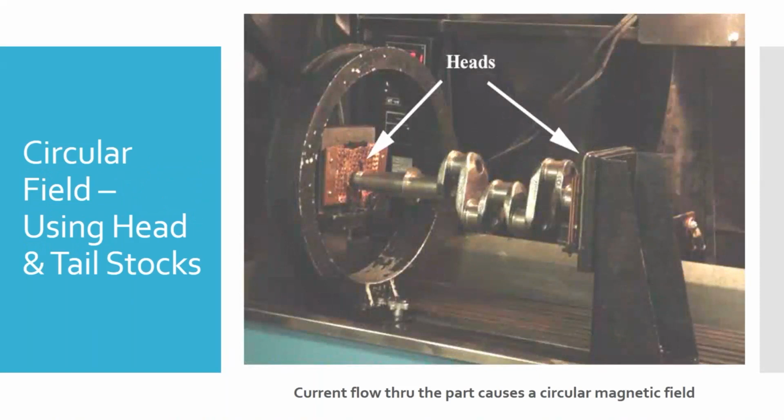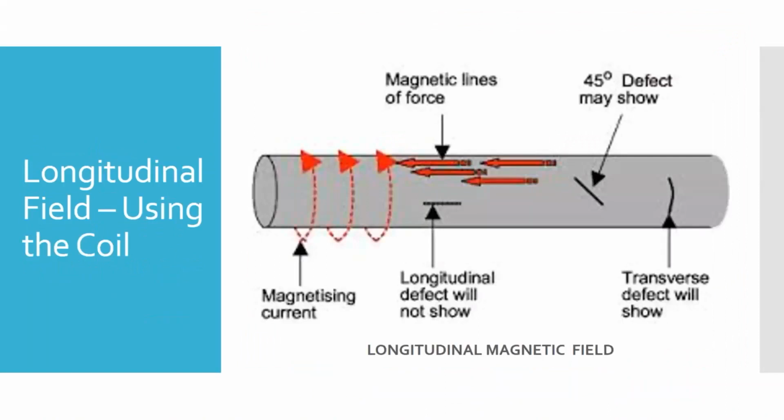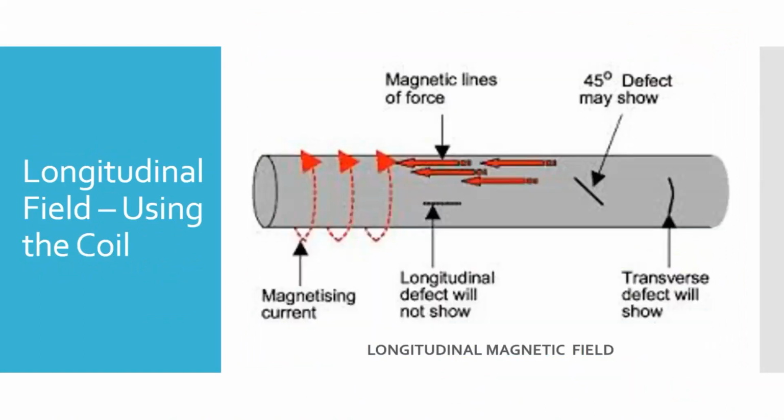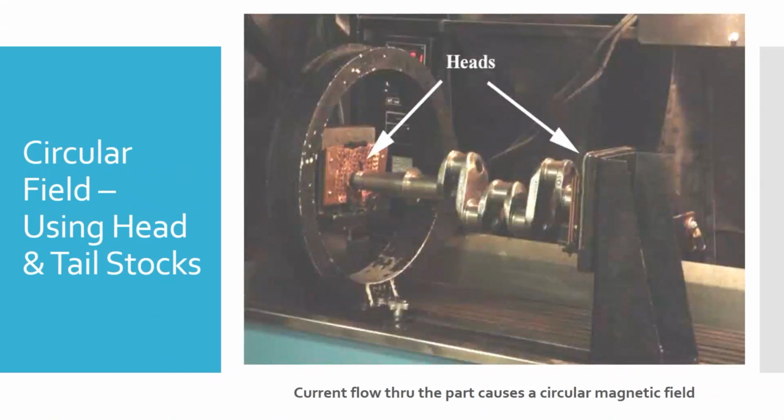Now we can take that part and put it in the head and tailstock. The one thing I don't like about this picture is you don't normally have this part clamped in the head and tailstock anyways. You're going to use the head and tailstock to support the part in the ring as well. But here, now, if we have our head and tailstock, we can run current.